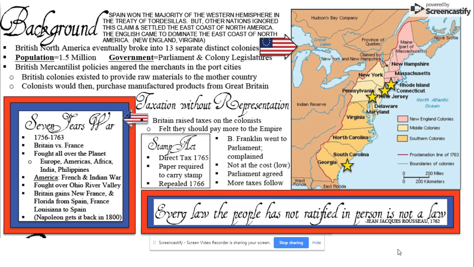All right, so this first podcast is on the American Revolution. So use this for the American Revolution column on the chart that I left for y'all.